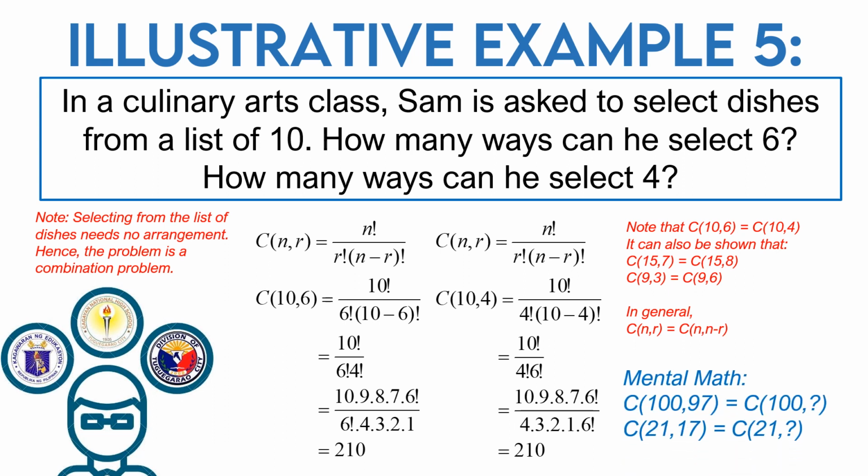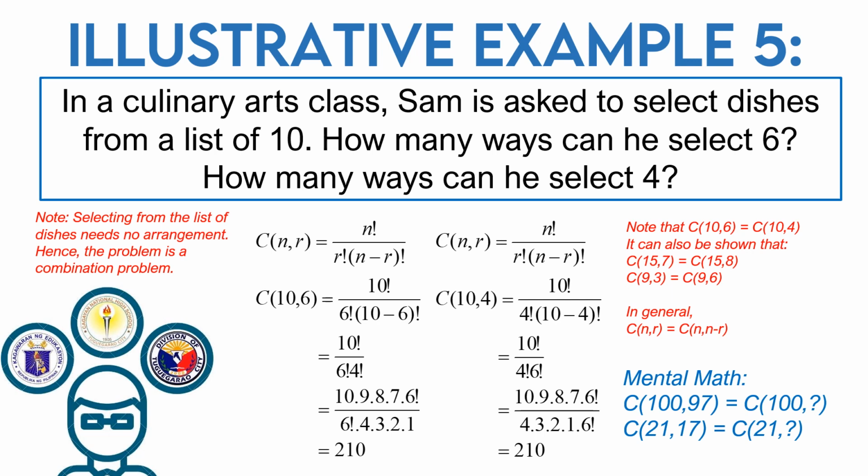So let's try this. A combination of 100 taken 97 at a time must be equal to combination of 100 taken 3 at a time, because 100 minus 97 is 3. In like manner, combination of 21 taken 17 at a time must be the same as the combination of 21 taken 4 at a time, because 21 minus 17 will give us 4.